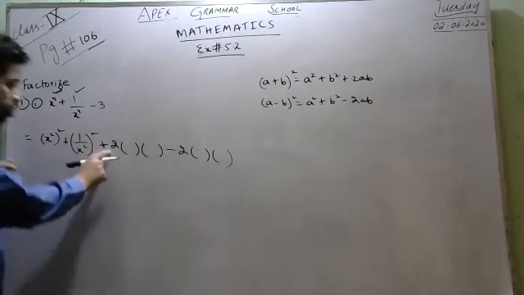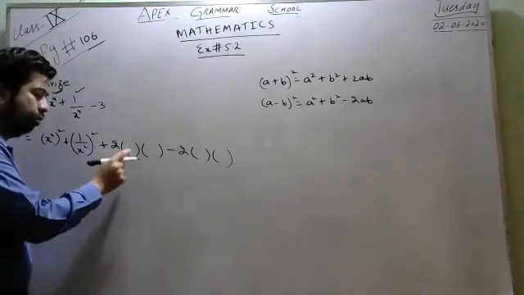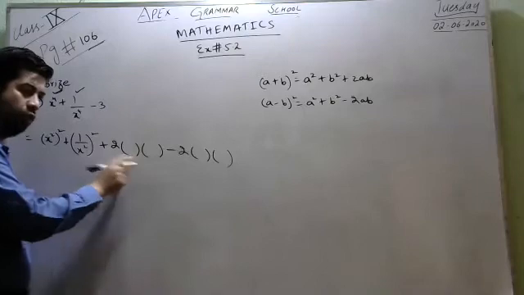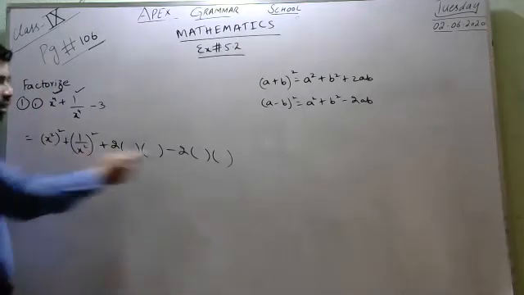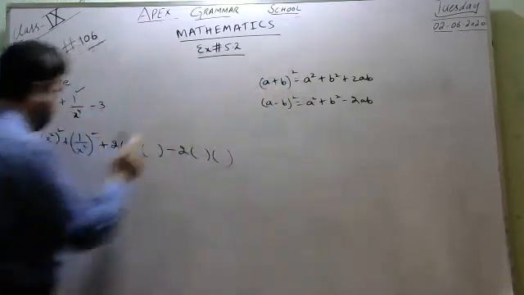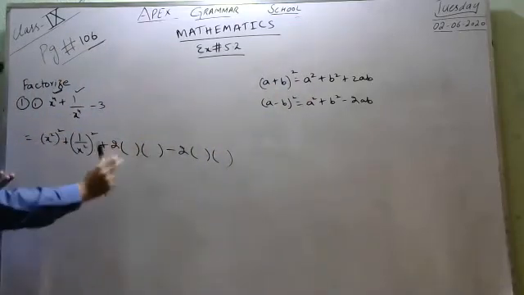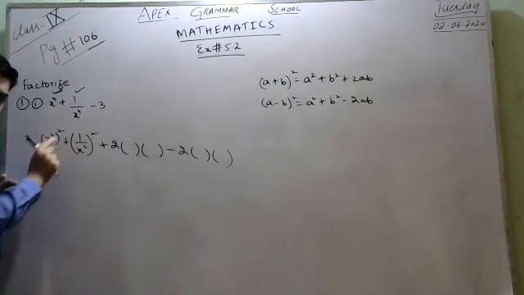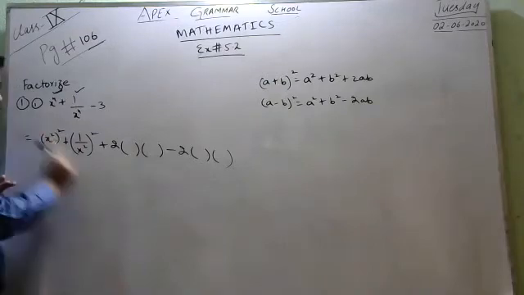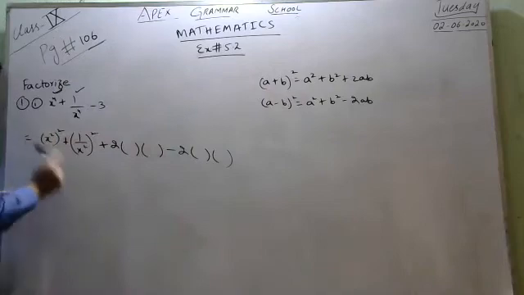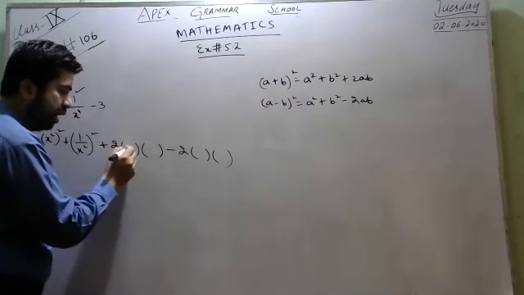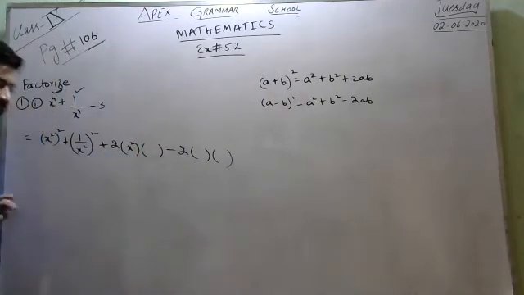How? Plus 2a. I am going to put the value of a here. What is the value of a? You can find it now. Yes, this is a square. So within this question, what is a here? Beneath this square, this is x square. So I'm going to write the value of a, that is x square.